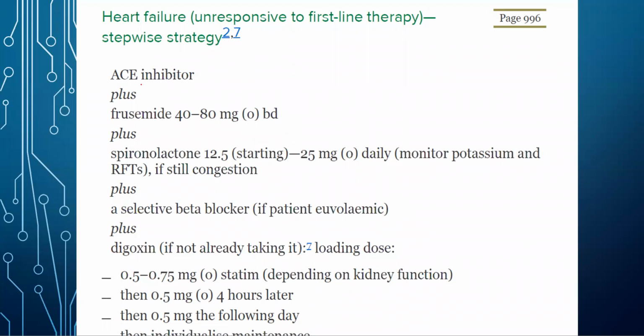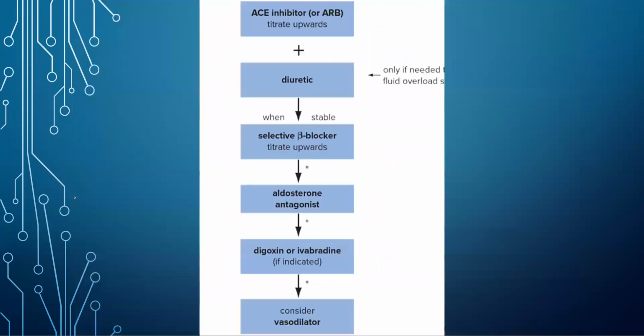Now, the first line therapy for heart failure, mainly for systolic heart failure patients, is ACE inhibitor. So always remember that you will start with ACE inhibitor first, plus furosemide, plus spironolactone, plus beta blocker, and lastly digoxin. So this is the stepwise addition. So you start with ACE inhibitor, if it doesn't help, then you give either furosemide or spironolactone, then you add beta blocker, and last option will be digoxin. Okay, so this is the stepwise approach.